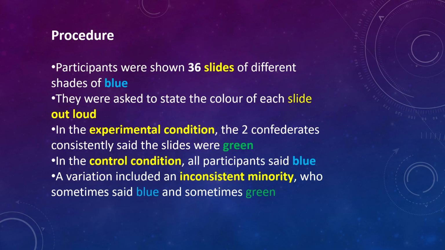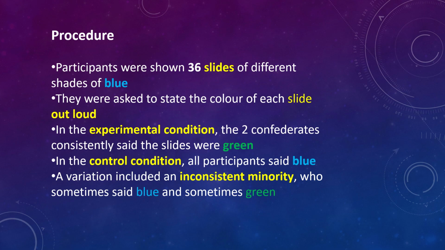Okay, so the procedure: participants were shown 36 slides of different shades of blue. They were asked to state the color of each slide aloud. The experimental condition is really important because you are going to see the results. In it, the two confederates consistently said the slides were green. They are purposely saying the wrong answer, which is green. In the control condition, all participants said blue.